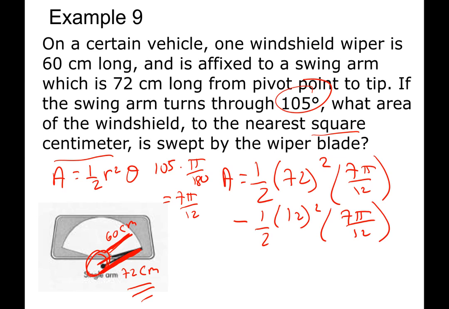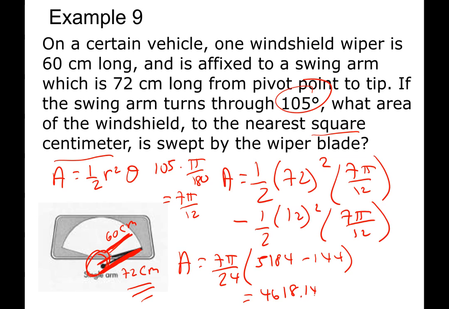From here, you could plug it in if you wanted to make the calculation ever so slightly easier. You could factor out the greatest common factor, which would be a 1/2 at a 7 pi over 12 from each term, which is essentially 7 pi over 24. If you factored out 7 pi over 24, you would be left with 72 squared, which is 5184, minus 144. If you were to then go ahead and multiply those out, you would get 4618.141. That would be centimeters squared.